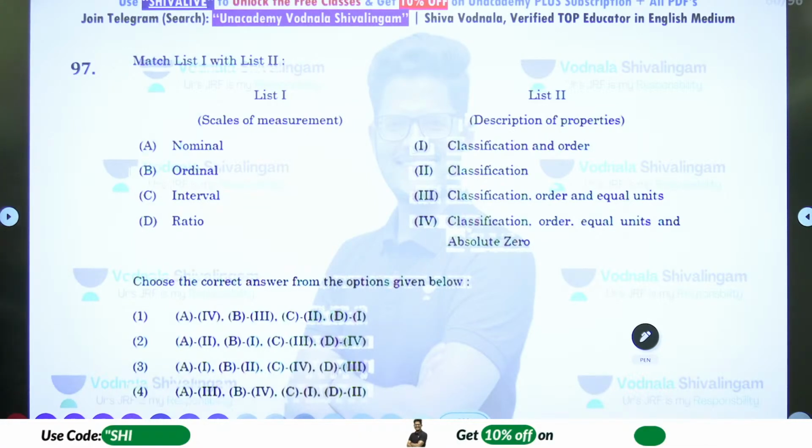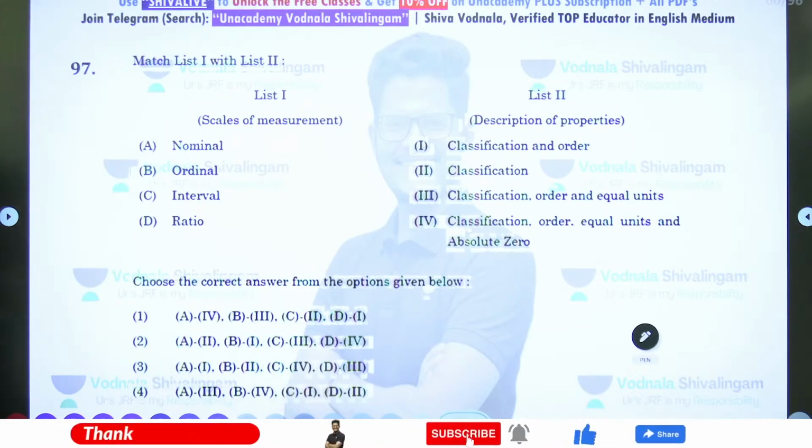Nominal, ordinal, interval: scales of measurement and description of properties. This is actually research related, but okay, we can consider it.